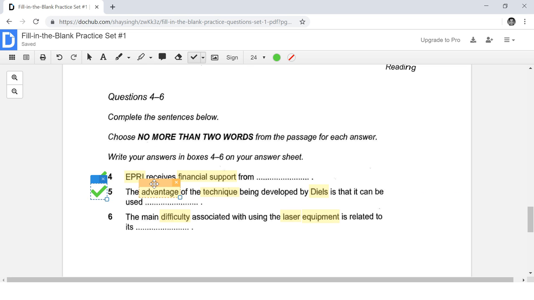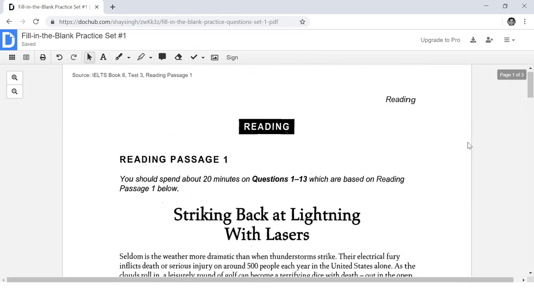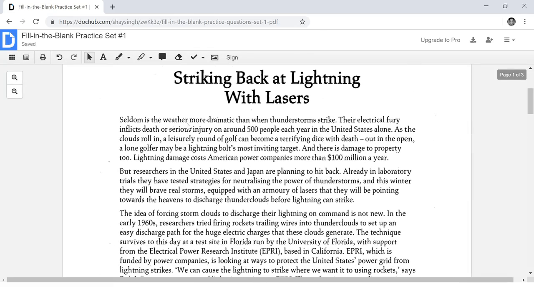Now that we've identified the keywords as well as the questions that we're going to start with, the easy ones, number 4 and 5, we can now go back to our passage and start searching for the keywords for this question first. This is one of the easiest ones. So I'm going to start here. I'm going to be looking for EPRI. Let's see if we can find that here.